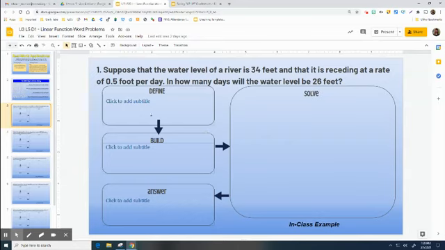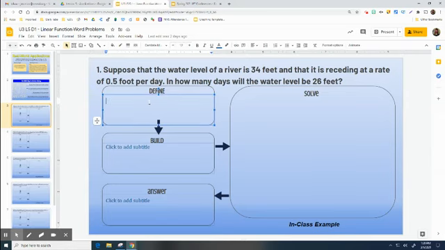So number 1, suppose that the water level of a river is 34 feet and that it is receding at a rate of 1/2 foot per day. Our question is, in how many days will the water level be at 26 feet?